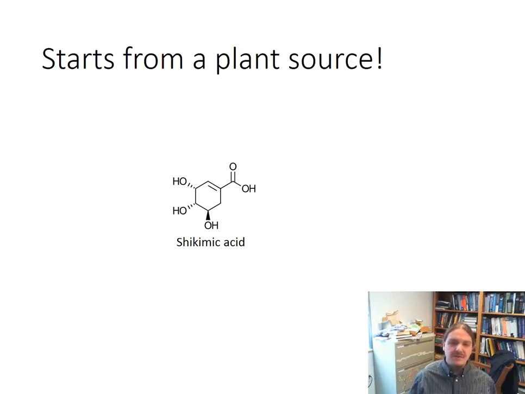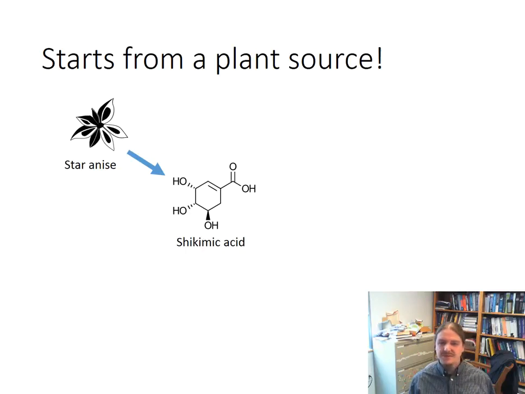Okay. So here is that starting material for oseltamivir. This is called shikimic acid, and it, like aspirin, comes from a plant source. Shikimic acid, which has some of the functional groups needed for oseltamivir, is extracted from star anise, and it makes up around 3 to 7% of the dry weight of star anise.